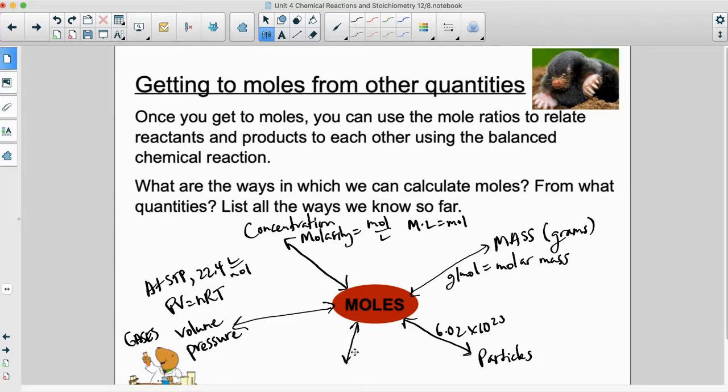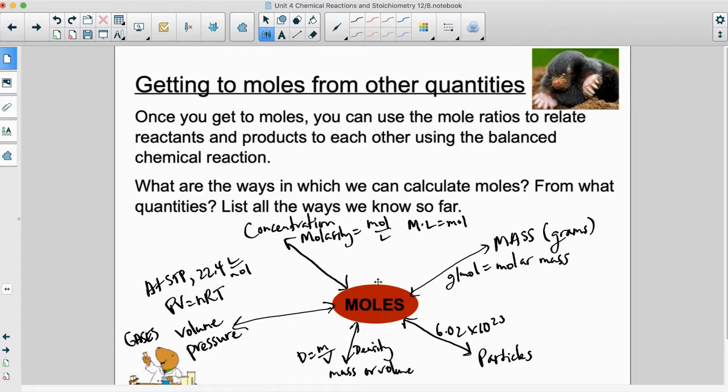Another connection is density. So we can go from moles to mass and volume as well. We could go to mass or volume through density, because density equals mass over volume, and moles are related to mass. So these are the ways that we've talked about.